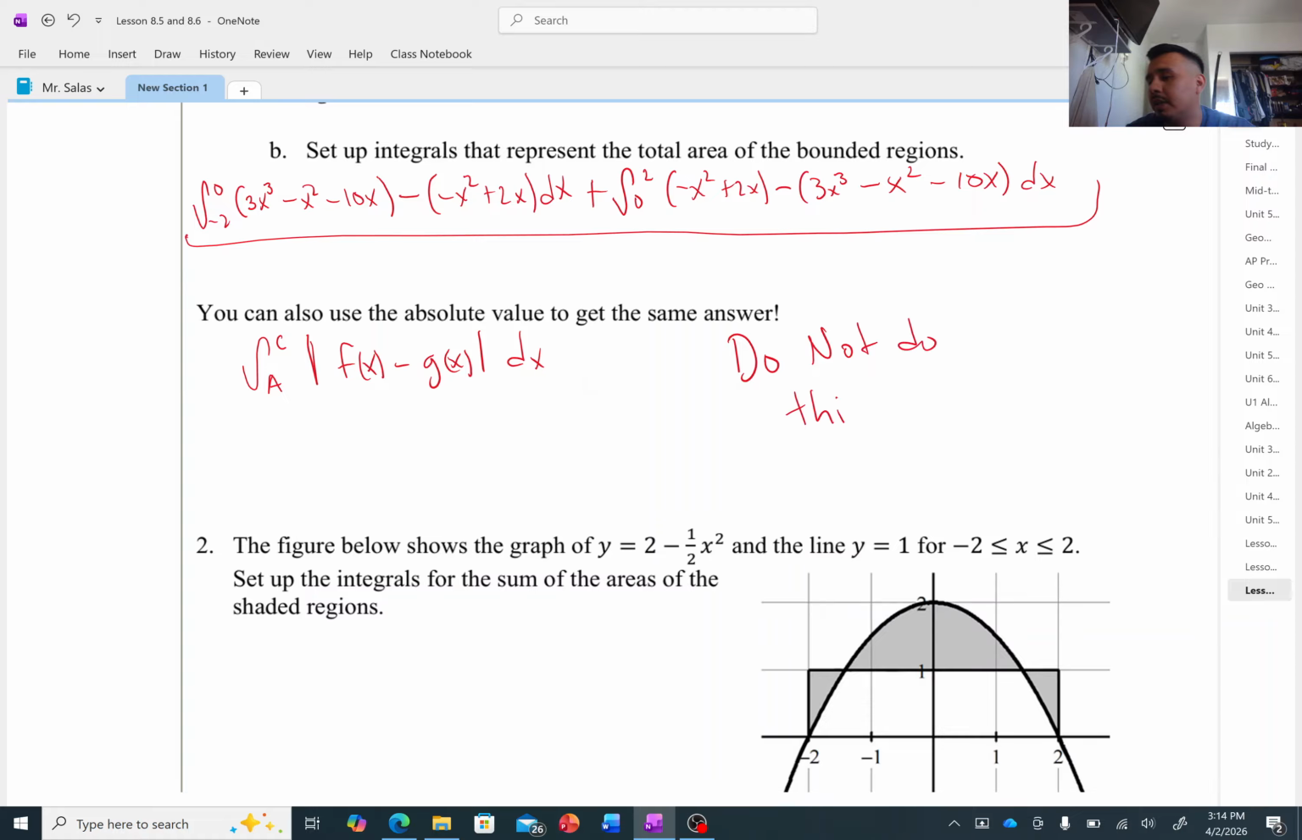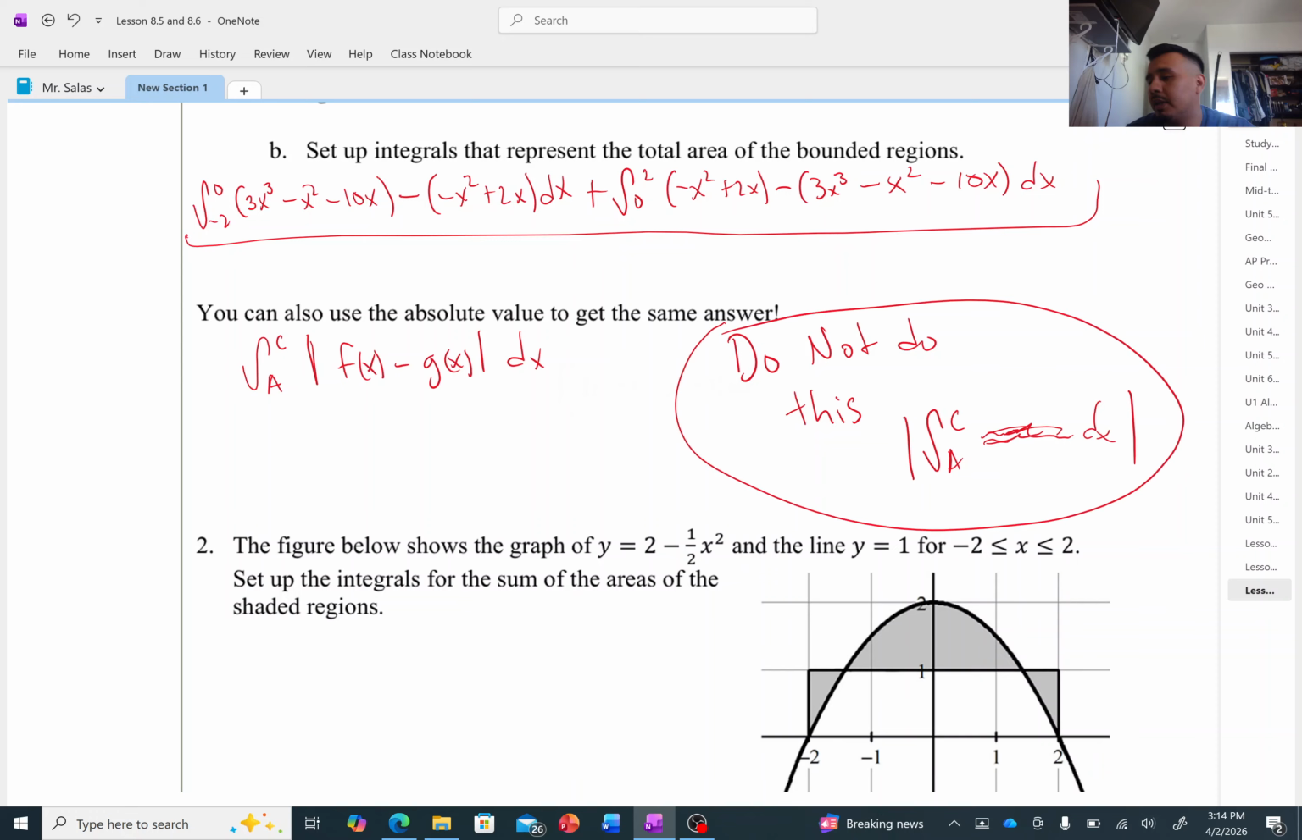Do this. Do not take the absolute value of the integral from A to C, and then do some gibberish here, dx. Do not take the absolute value of this. This is not okay. So the absolute value bars go between f of x minus g of x, not taking over the integral. And that will literally give you the same thing.